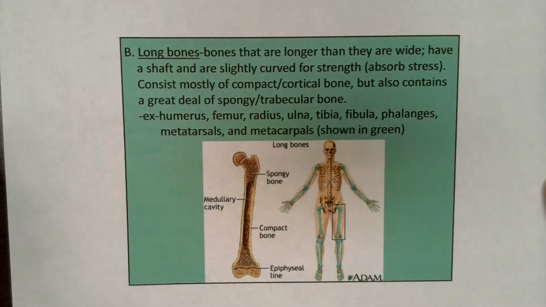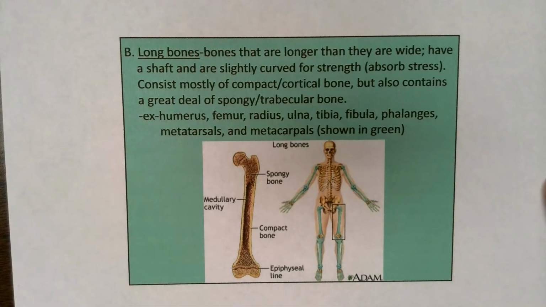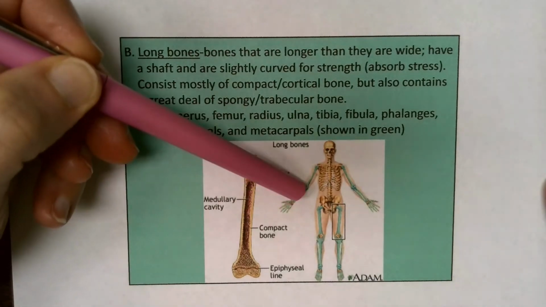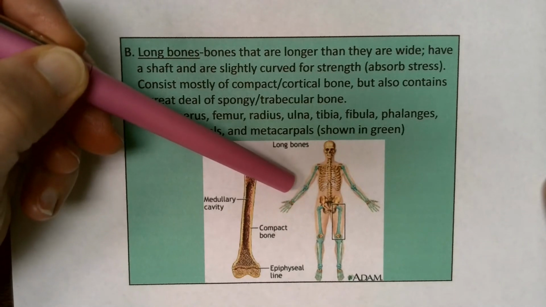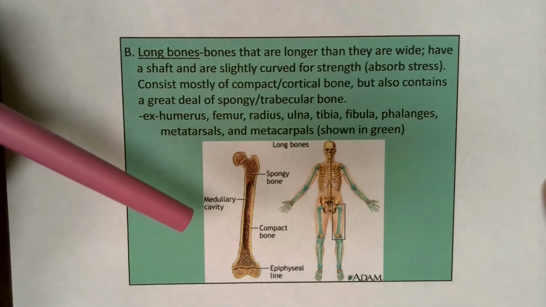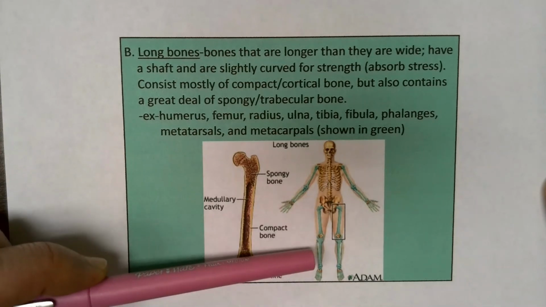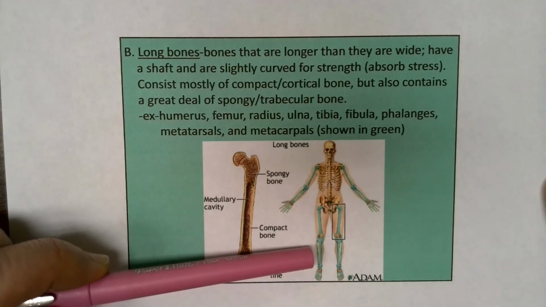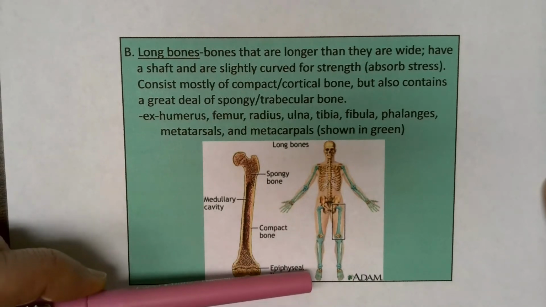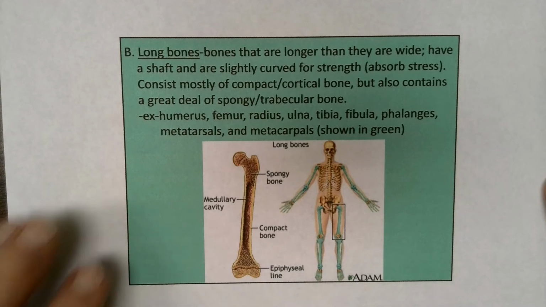If it's longer than it's wide, then it falls into this category, such as the humerus, the radius and ulna, so all the bones in what we know as our arm and forearm, all of your metacarpals that make up the palm of your hand, and your phalanges that make up your fingers. Then also the femur in the thigh, the tibia and fibula in the lower leg. Remember we said the leg is technically below the knee. All of the tarsals in the foot, and tarsals are ankles. The metatarsals in the foot, and then the phalanges that make up your toes.